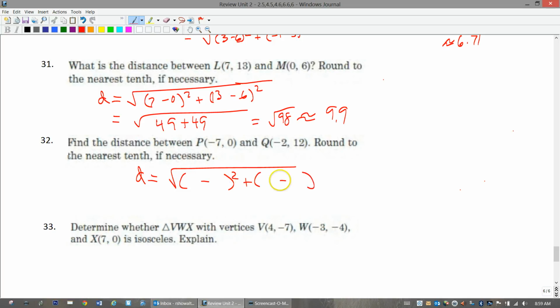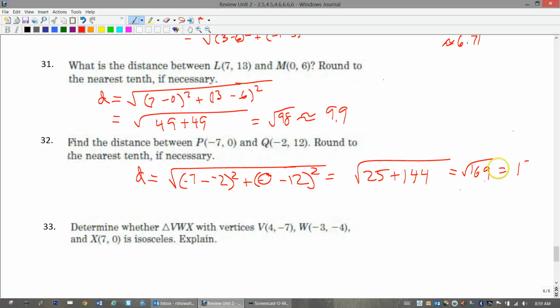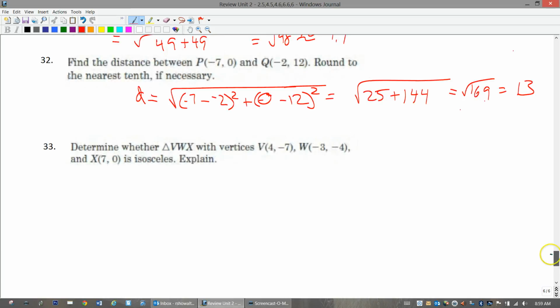Distance between those points, again, boom, boom, boom, boom. You got to remember this formula here. So -7, -2 there, and 0 and 12. It's going to be the square root of 25 plus 144, which is the square root of 169, which is 13 units. All right, let's keep going.